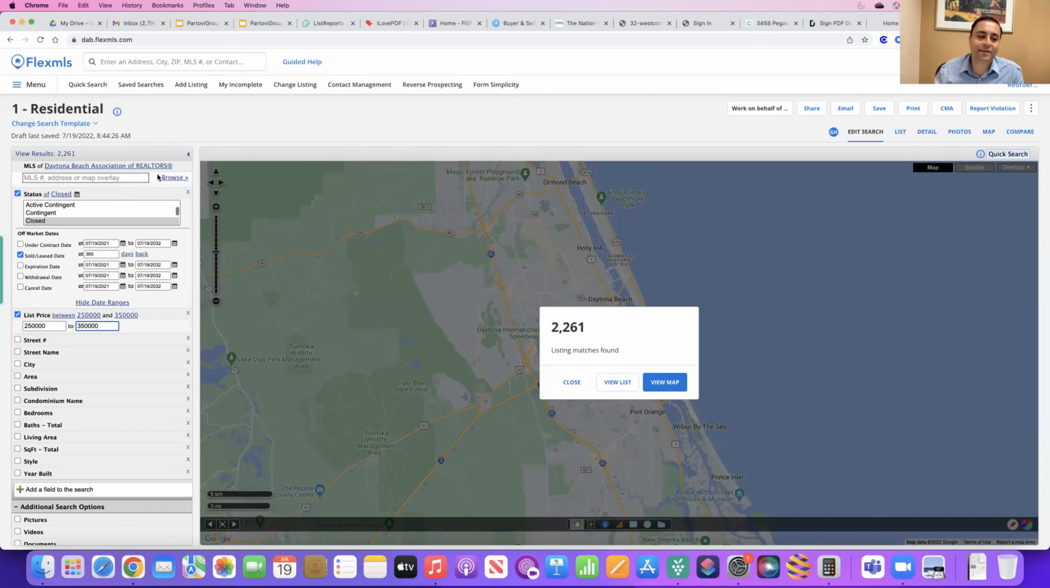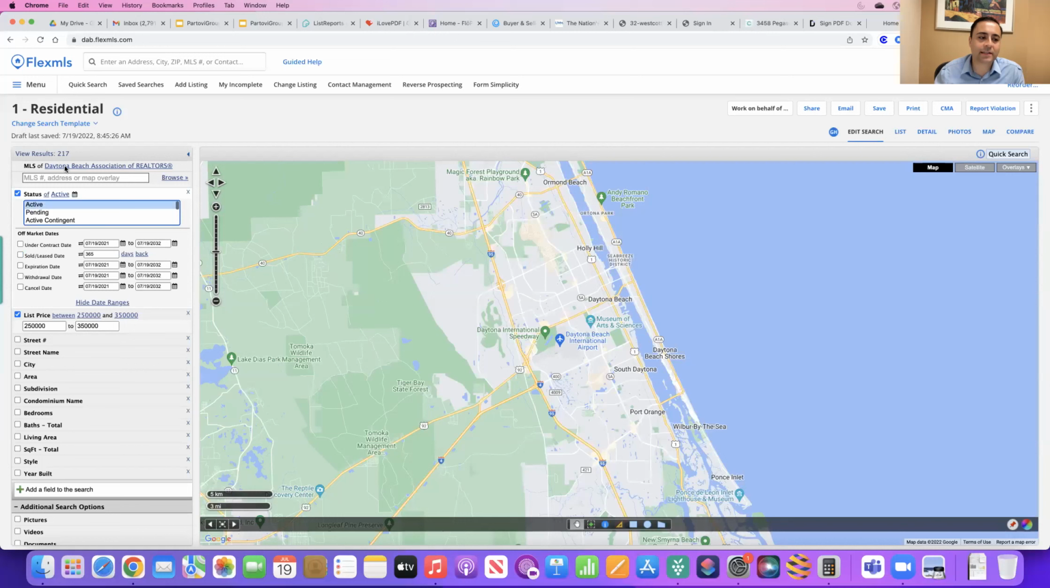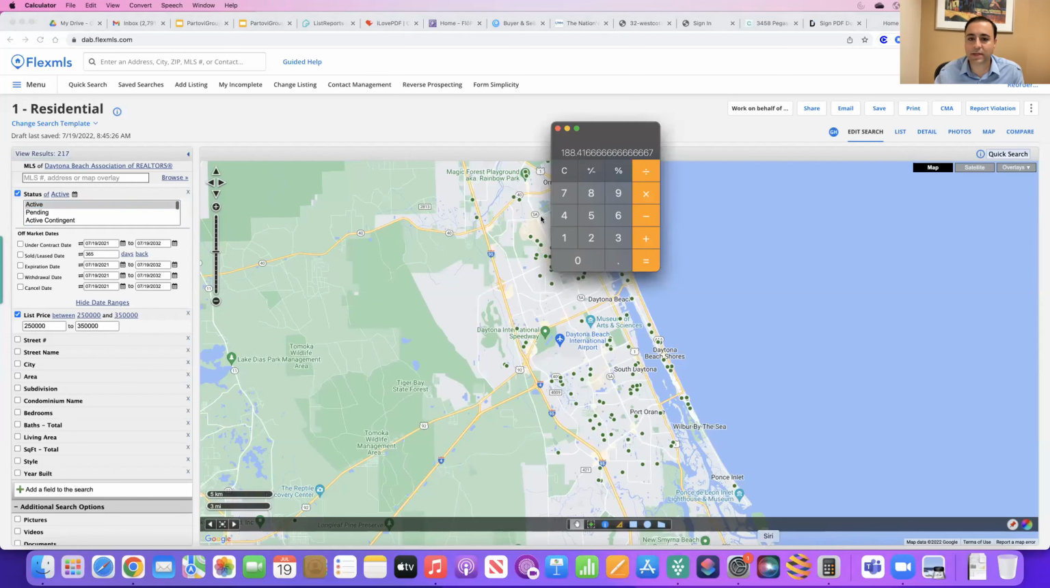Now we have to find out how many homes are available right now, active listings in this price point. So I'm going to come back here. I'm going to just hit active. So now it's going to take a look. We have 217 properties that are active. So to calculate the absorption rate, how long it would take for us to sell all those 217 homes in that price point, we take 217 divided by 188, slightly over 1 month, 1.15.